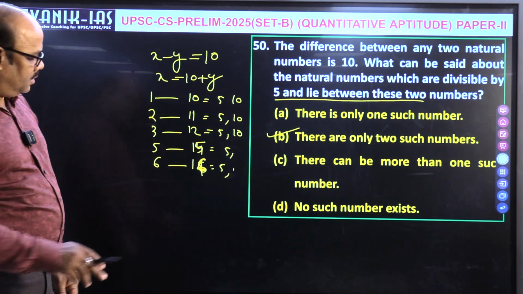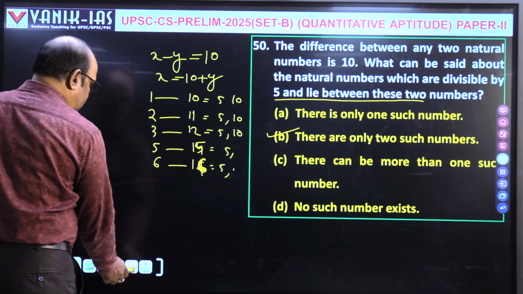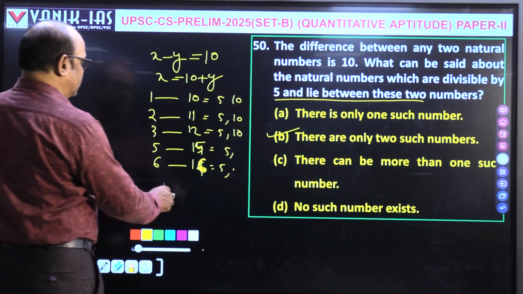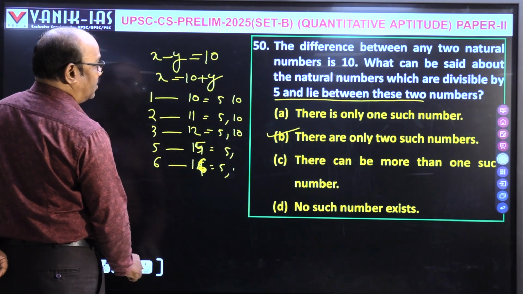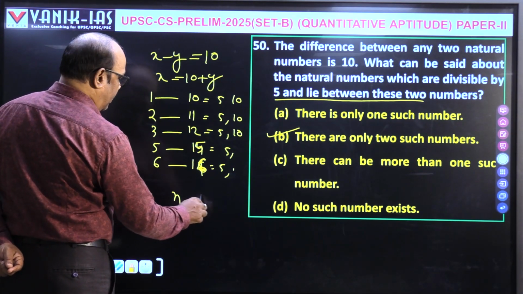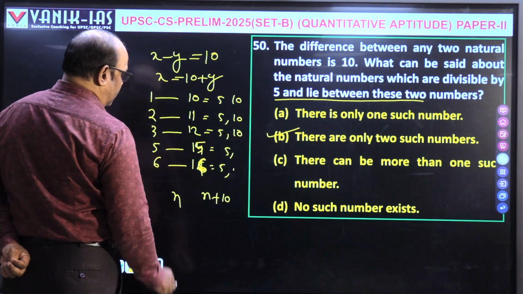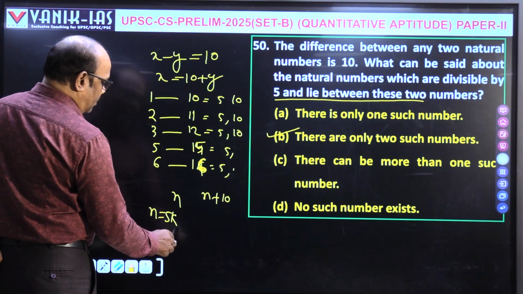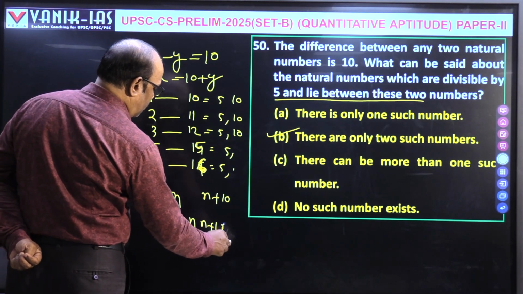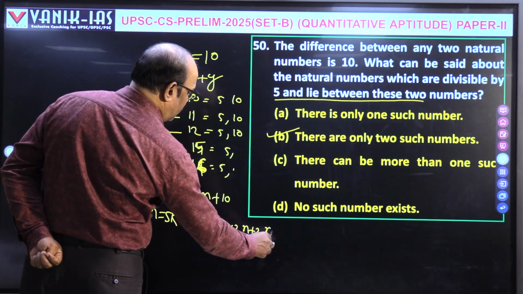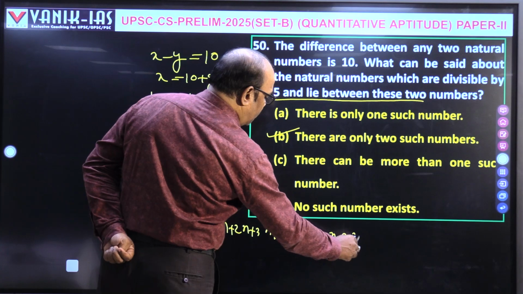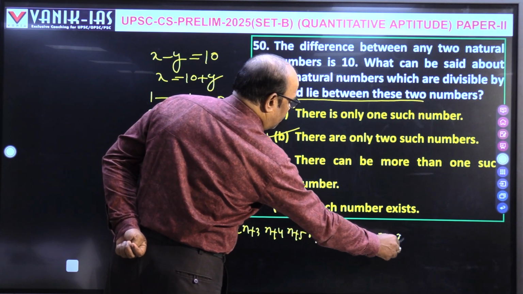Okay, if we prove this numerically, you can also do it. Suppose we say the numbers are n and n plus 10, you can take this. If n equal to 5k, then in between the two numbers n, n plus 1, n plus 2, n plus 3, like this, n plus 4, n plus 5, n plus 6, n plus 7, n plus 8, n plus 9 and n plus 10.